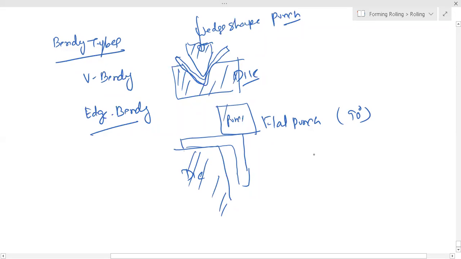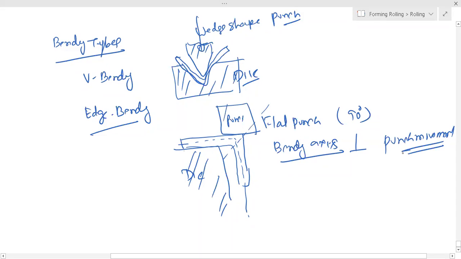So this sheet, I mean bending axis. This is your bending plane, and this is your axis. Bending axis is perpendicular to the punch movement. Sometimes they get asked.